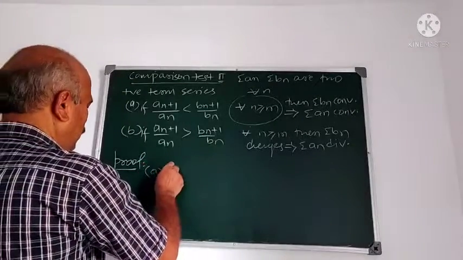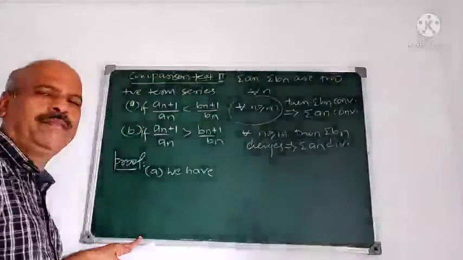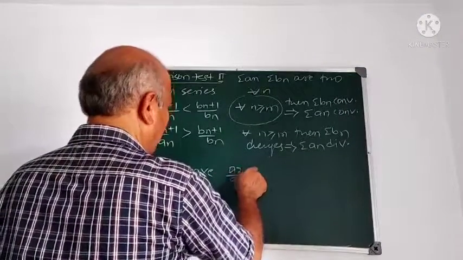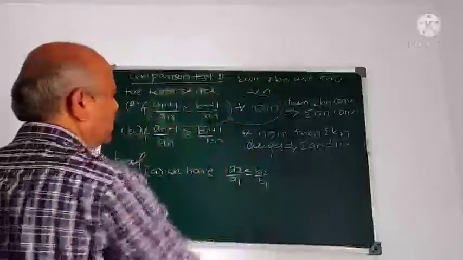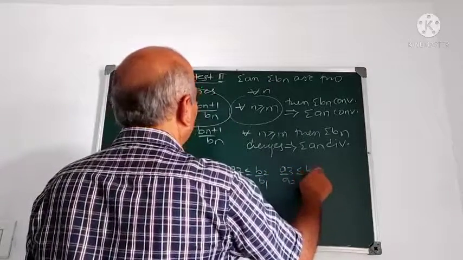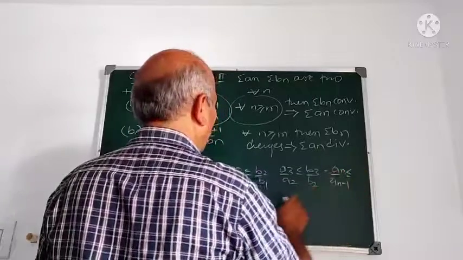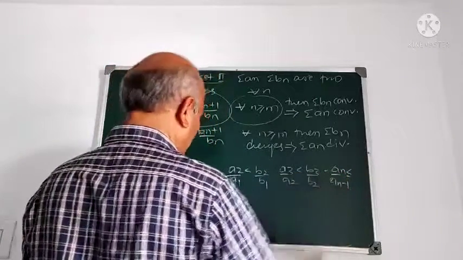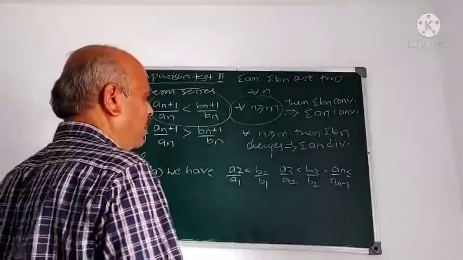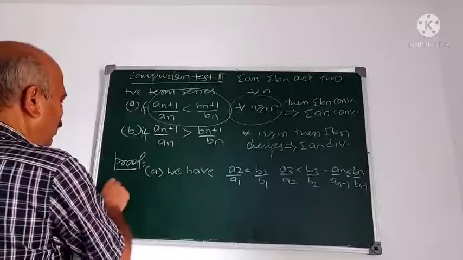So case A is, therefore we have, suppose this holds for all n, as in comparison test 1, then we have a2 by a1 is less than or equal to b2 by b1, a3 by a2 is less than or equal to b3 by b2, and so on. An upon an minus 1 is less than or equal to, or is it only strictly less than? Let us take less than. Yes, it is less than bn upon bn minus 1. Now we multiply this.